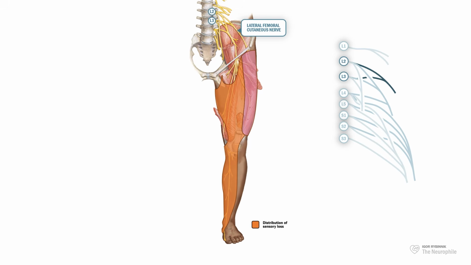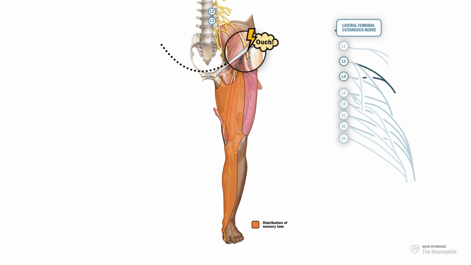It's a pure sensory nerve that comes straight from the L2 and L3 nerve roots. The interesting fact about this nerve is that it can become compressed by anything tight around the hip. Tight belts, tool belts, seat belts, and even an enlarged abdomen in pregnancy. The fancy term for lateral femoral cutaneous neuropathy is meralgia paresthetica.